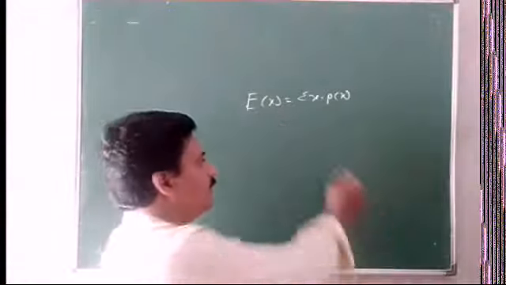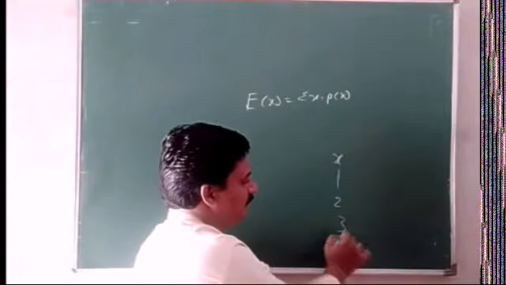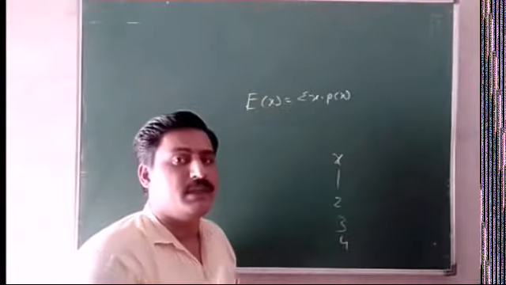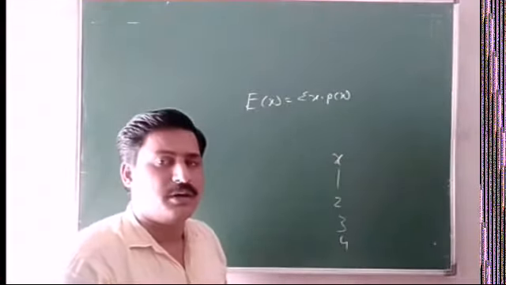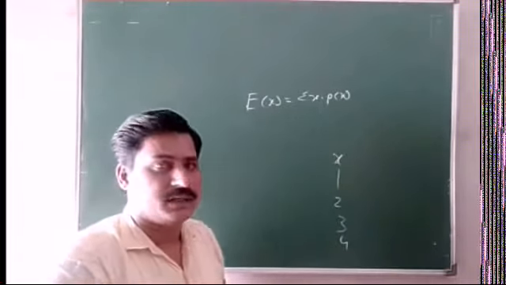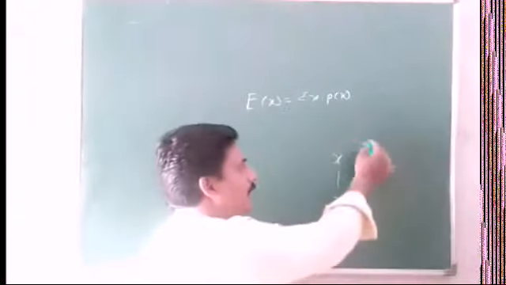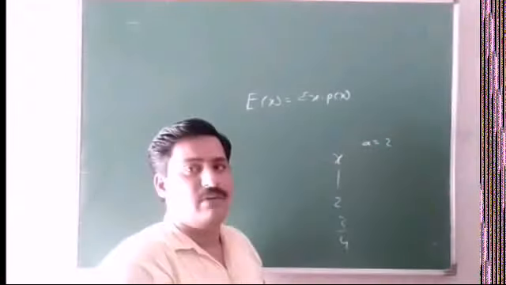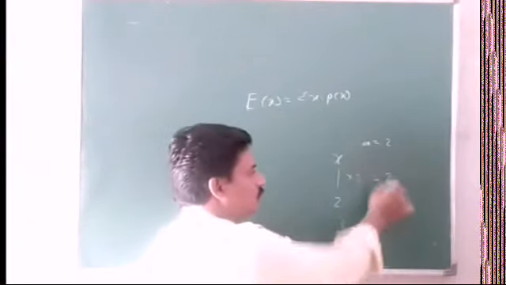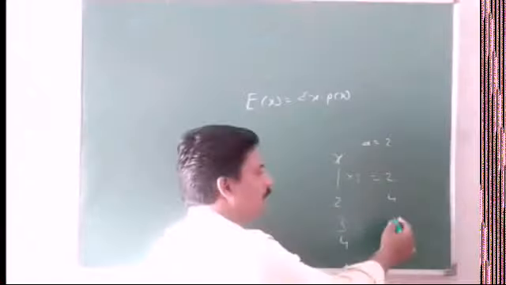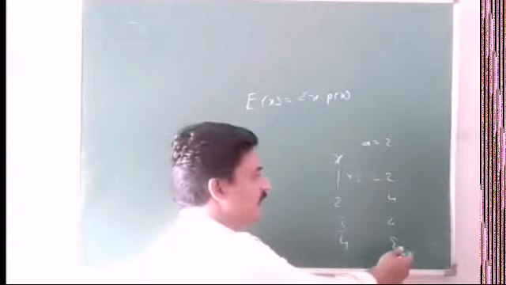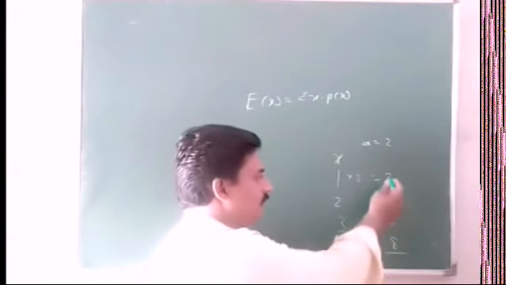Suppose the x variable is 1, 2, 3, 4. If you multiply, add, deduct, or divide this x variable by any constant value, what result do we get? Suppose a is equal to 2. We multiply all x variables by 2. 1 into 2 is 2, 2 into 2 is 4, 3 into 2 is 6, 4 into 2 is 8. So 6 plus 4 is 10, 2 plus 8 is 10. Total 20.